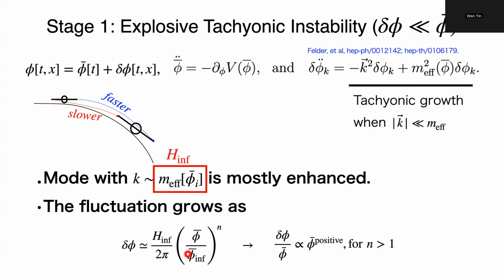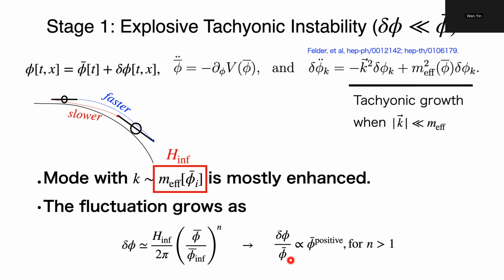And this phi bar inf is the field value at the end of the inflation. So basically, if we increase this phi bar a lot, then we can get sizable delta phi. And if we divide by this phi bar, then one can see that this ratio grows with a positive power of phi bar when the inflation is successful, namely, when we consider n larger than unity.